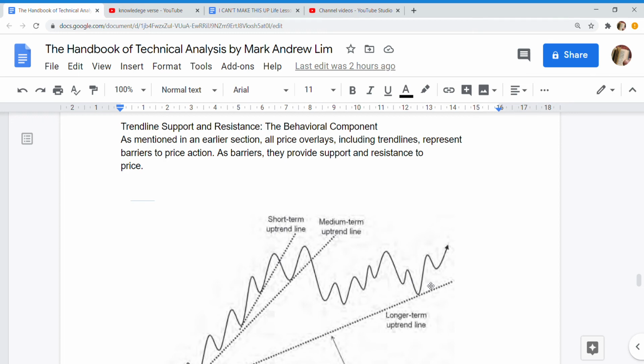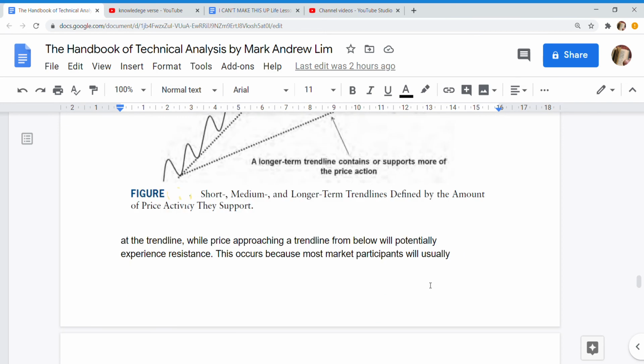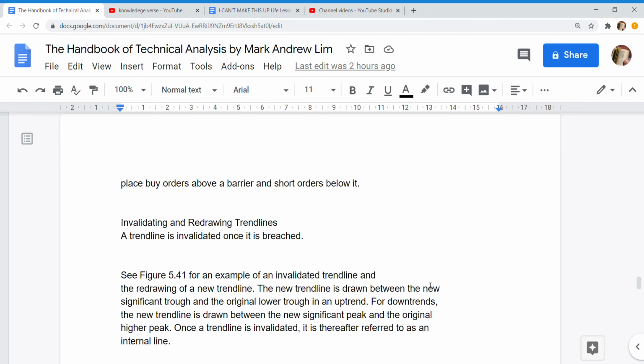As barriers, they provide support and resistance to price at the trend line, while price approaching a trend line from below will potentially experience resistance. This occurs because most market participants will usually place buy orders above a barrier and short orders below it. Invalidating and redrawing trend lines.